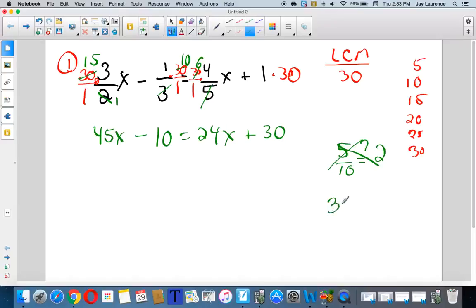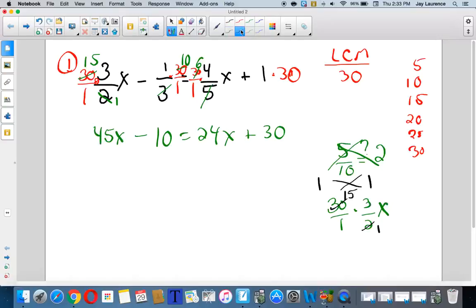So when I have 30 over 1 times 3 over 2, there's an x on the end, well, I'm going to simplify. Remember, I can simplify 4 different ways. 3 and 1 don't simplify. It's a waste of time. 3 and 2 don't simplify. 30 and 1 don't simplify, but 30 and 2 can. 2 goes into 2 once. It also goes into 30 15 times. So I'll multiply 15 times 3 times x, or 45x.